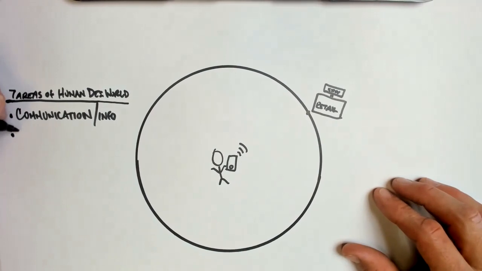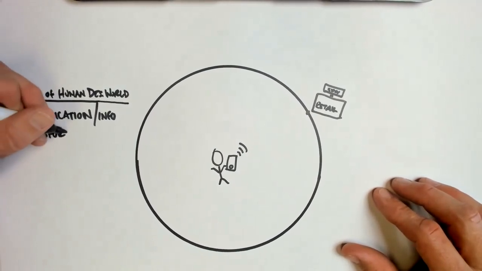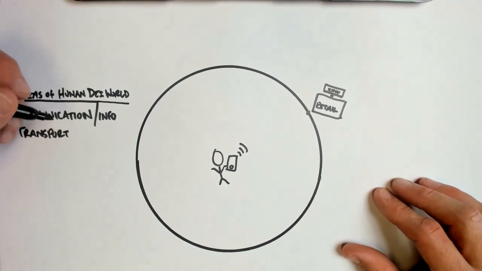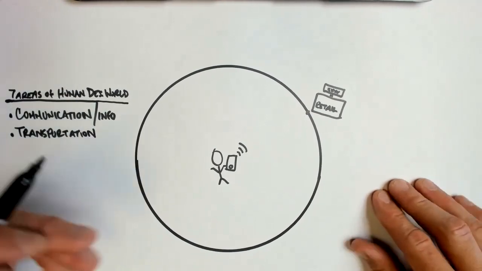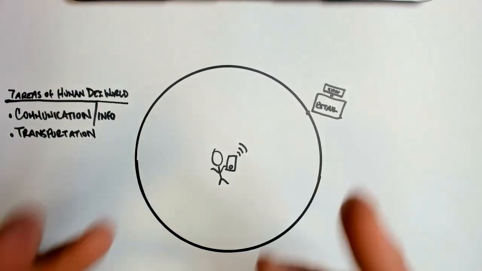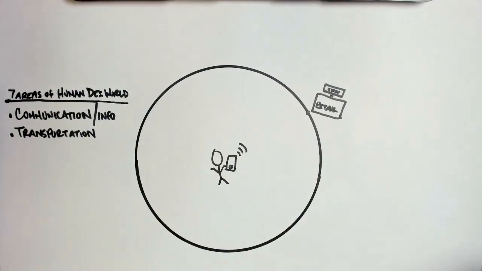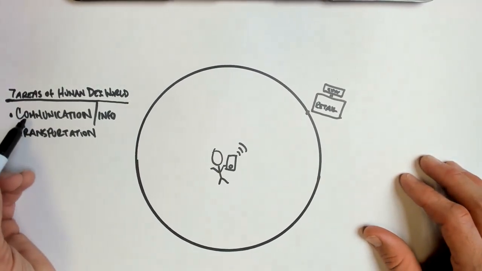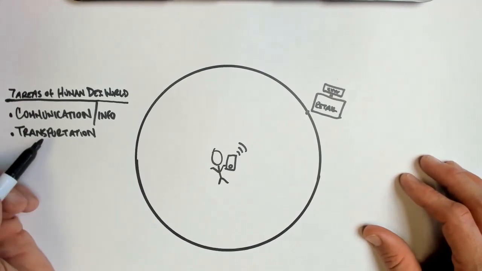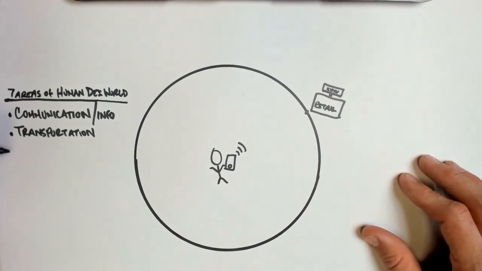Another one might be transportation, which would be moving people or goods from one place to another. And by the way, we're going to find most of these concepts in Standard 8.2 for New Jersey's student learning standards. So communication is moving information from one place to another. Transportation is moving people or goods from one place to another.